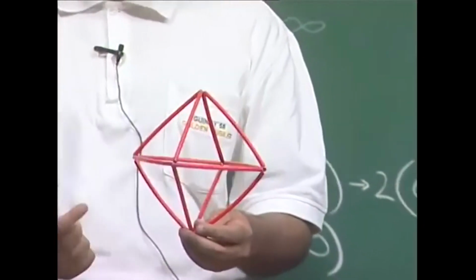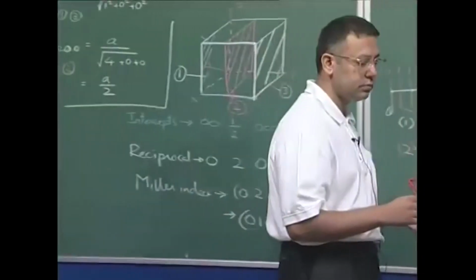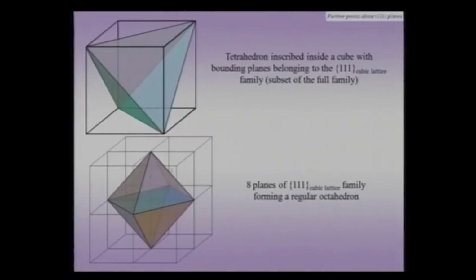If I have to truly represent these octahedral planes, I will have to go outside the unit cell and look at the way I have done it in this diagram, wherein 8 unit cells, each one of them having one of the members of the family, is shown, therefore forming an octahedral plane.